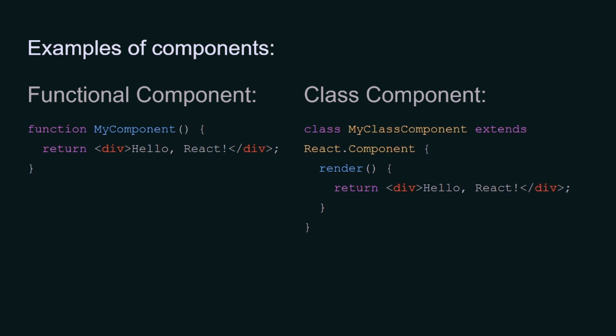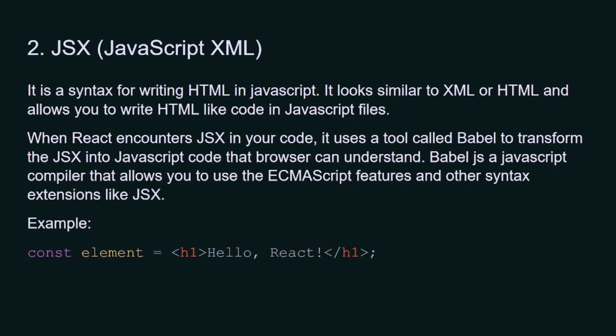The left side is an example of a functional component where we have defined a function named myComponent, and it is returning HTML which is hello React inside a div tag. And on the right side we have a class-based component which has a render method, and inside render we have a return statement, returning simple HTML in a div which is hello React. So that is something about the components.